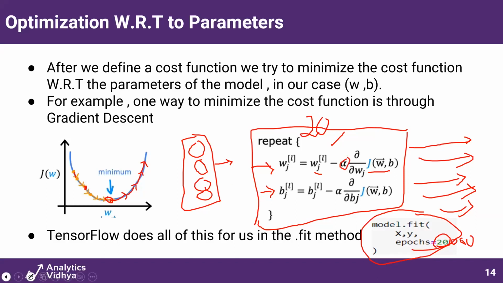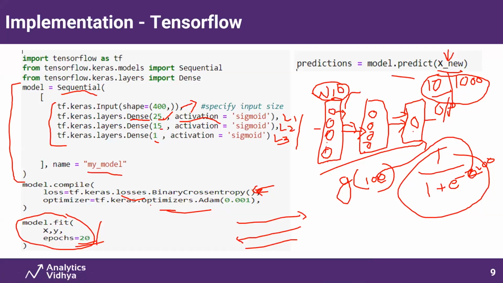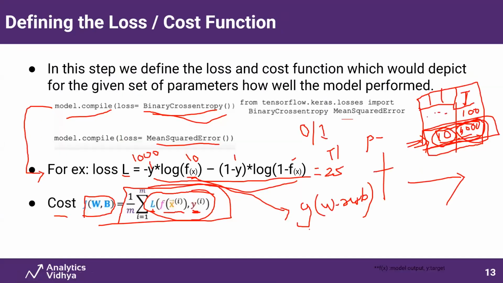If we see here, one second. Yes, so this is not gradient descent. This is an Adam optimizer. I will explain that also in a later step, where we define a learning rate here, right? So all these parameters are something that we define on our own.